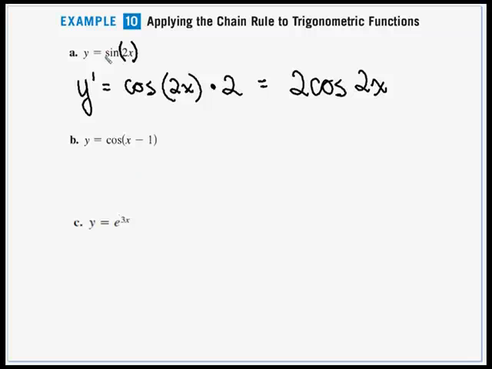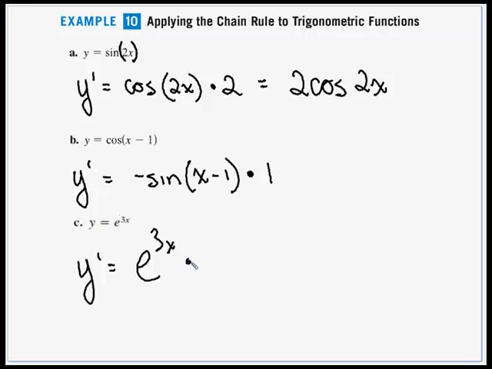Here's basically sort of the same thing. Now it's just an x minus 1 instead of just a 2x. But finding the derivative is relatively simple. The derivative of cosine is negative sine of that exact same quantity, x minus 1, and then times the inner function's derivative. What's the derivative of x minus 1? Just plain old 1. The last one, c, y equals e to the 3x. So that derivative is the same thing, e to the 3x, times that upper or inner function's derivative, 3. And then we can just write that as 3e to the 3x.